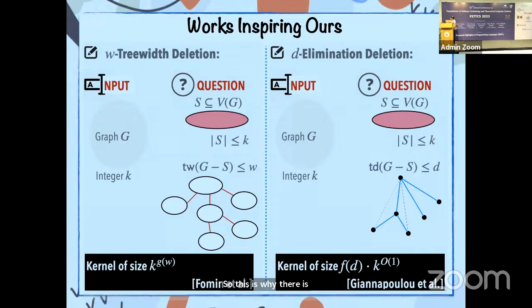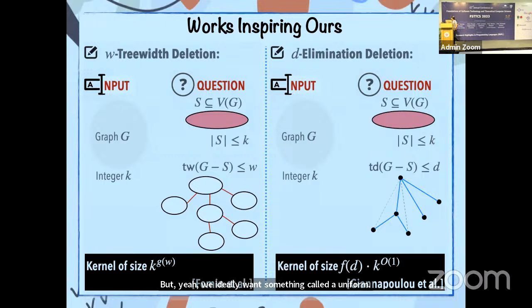So for the first problem, which is w-treewidth deletion, there is a kernel of size k to the order g of w. This kernel was designed by Fomin et al. I'll not bother you with the definitions, but this is a non-uniform kernel. If you do not know the term non-uniform, that's okay. But ideally we want something called uniform kernels.